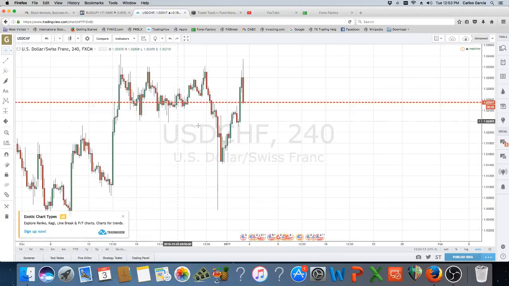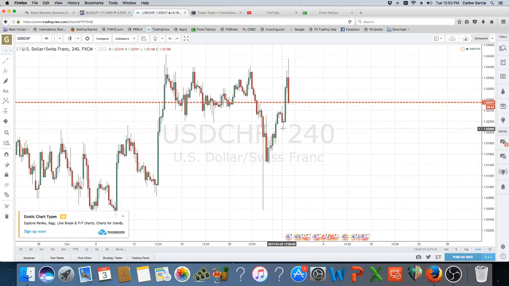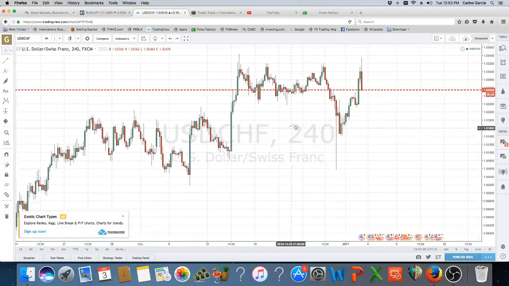We're looking at dollar Swiss franc. Again, we got some big moves. Franc is stronger against the dollar. Dollar's taking a little bit of hits here. Algorithms, the profit takers, you name it.